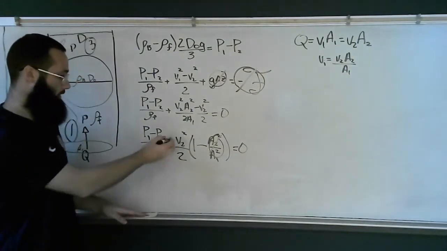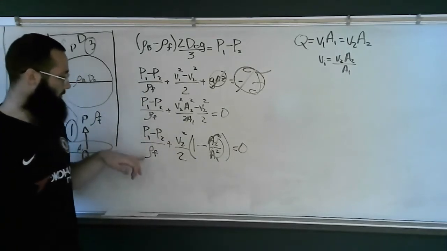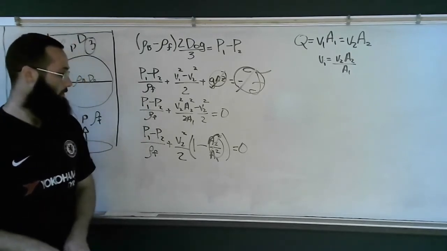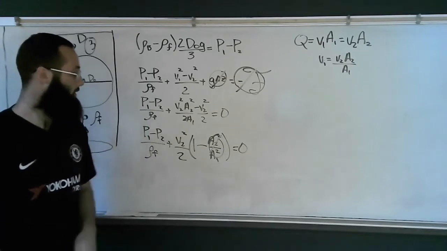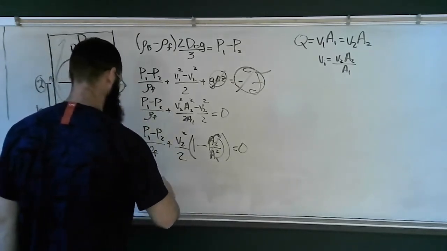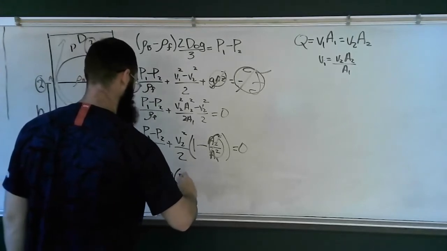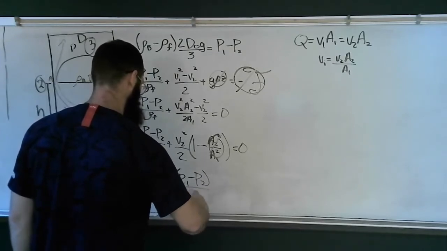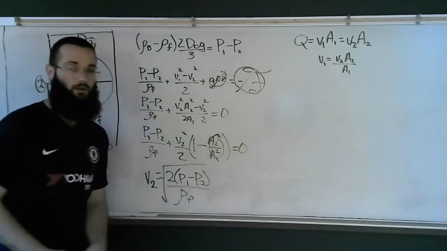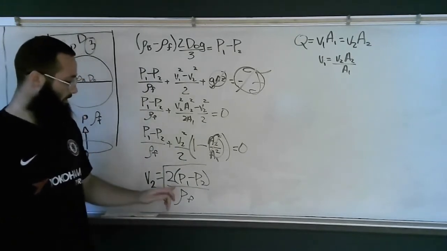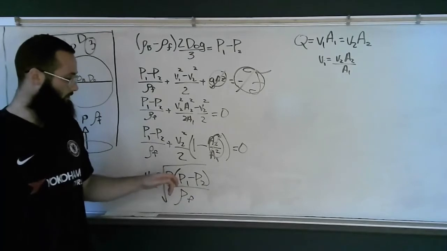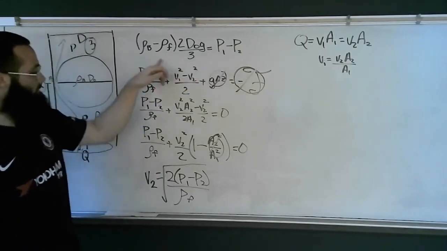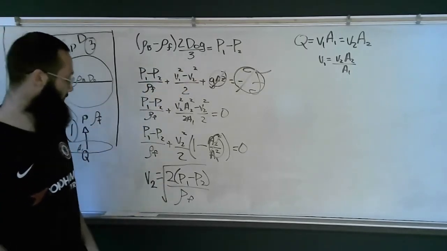So now all that we're left with is V2 squared over 2 and P1 minus P2 over the density of the fluid. Now we want to solve for V2. That gives us V2 is equal to the square root of 2 times P1 minus P2 over the density of the fluid. Now you can see we have P1 minus P2, and we have the exact same thing in our force balance. So what we want to do is sub this in for P1 minus P2.